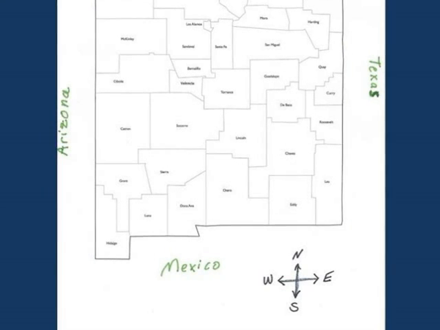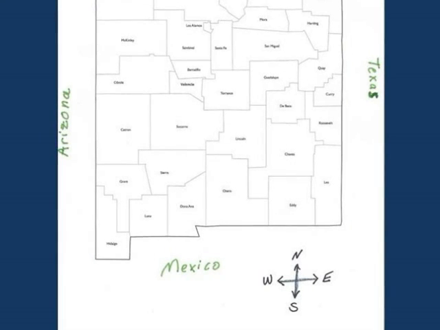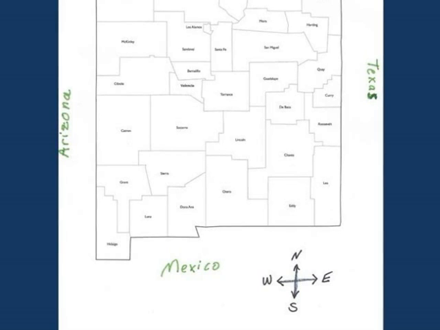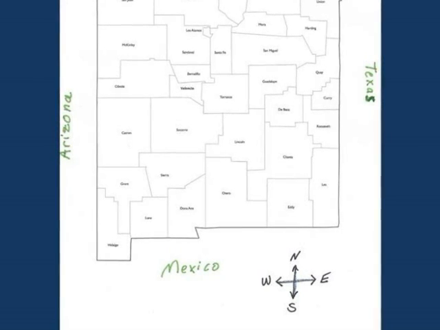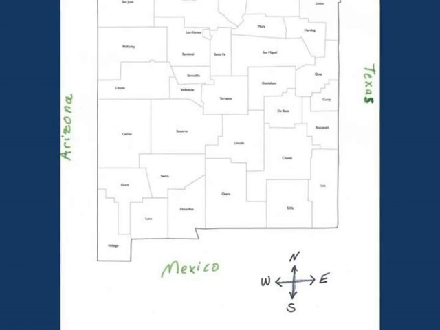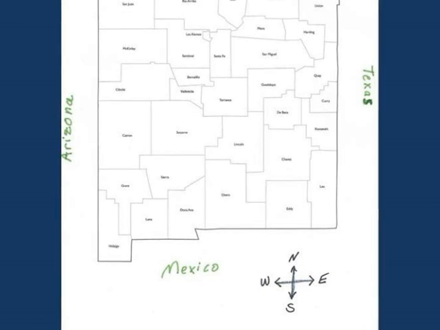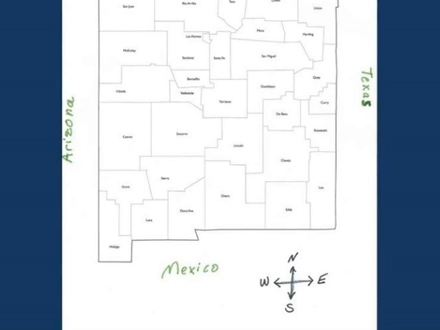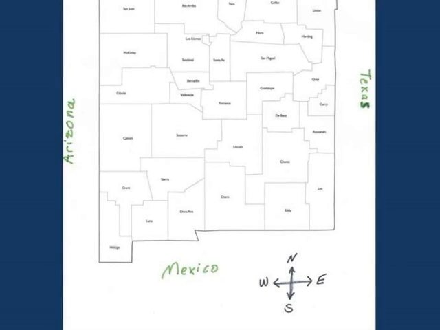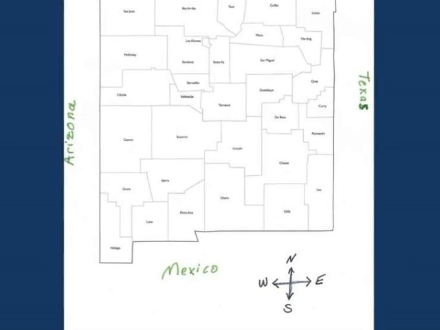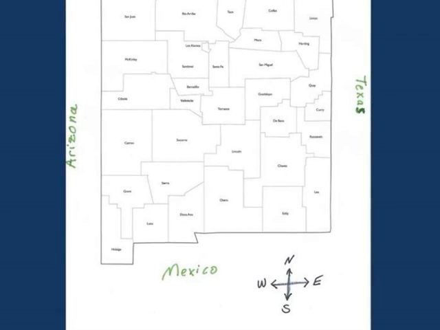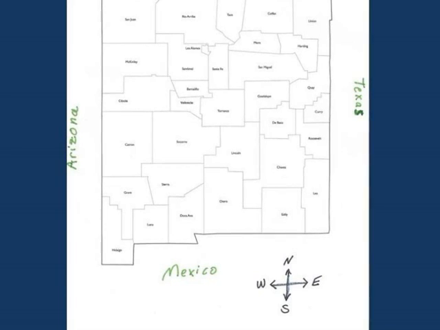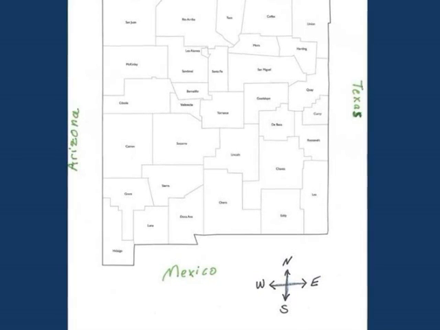Let's prepare the map first. Put a compass rose in the bottom right corner, with N for north at the top. You can add west, east, and south if you like. Mark the neighbors of New Mexico: Arizona on the west, Colorado on the north, Texas to the east. Both Mexico and Texas are at the south. Texas is on the southeast corner, Mexico is on the southwest corner.